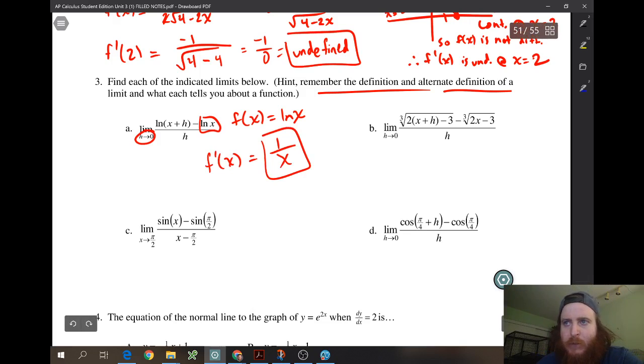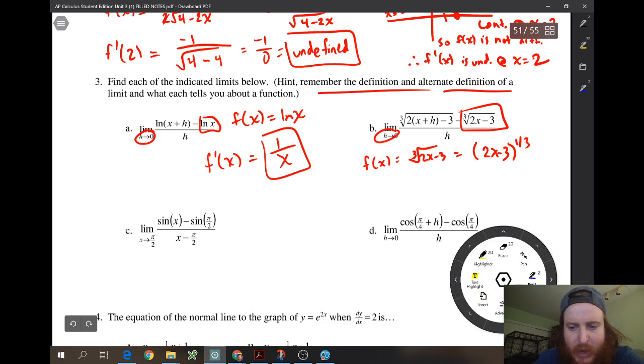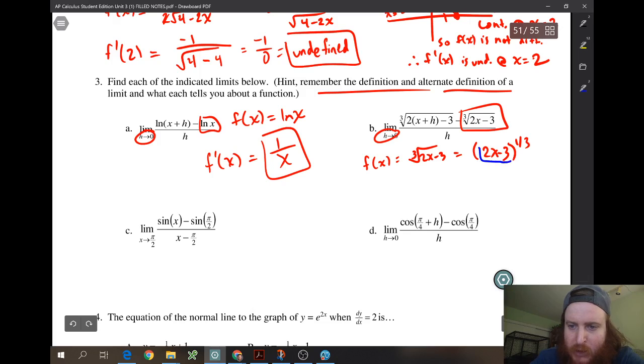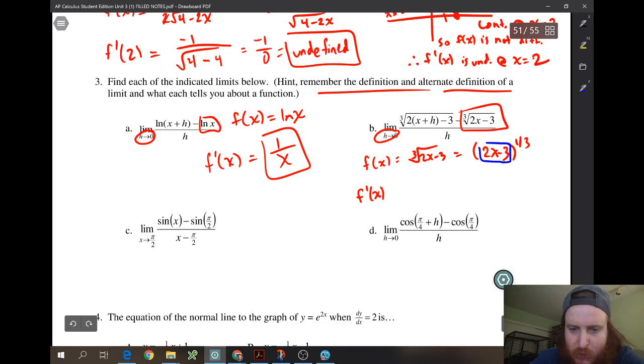Okay, our next one is the same thing, as h approaches 0, and what you can do is just grab this guy. So we have f of x equals the cube root of 2x minus 3. We cannot do the shortcut because it's a cube root, not a square root, so we need to rewrite this as 2x minus 3 to the 1/3 power. This is going to be chain rule because it's not x to the 1/3, it's some other box to the 1/3. So f prime of x is equal to 1/3 times that box, 2x minus 3, to the negative 2/3 power, times 2.